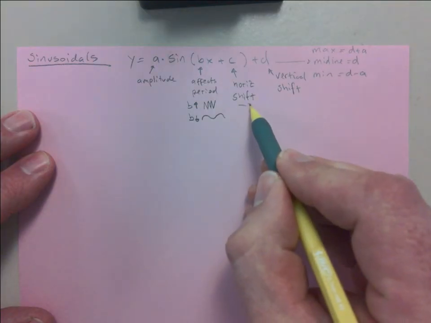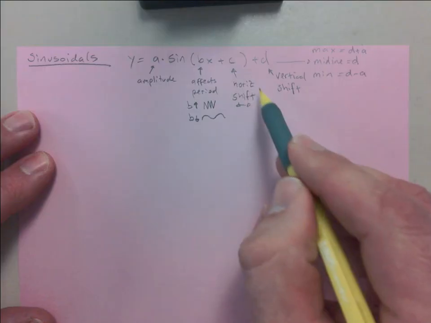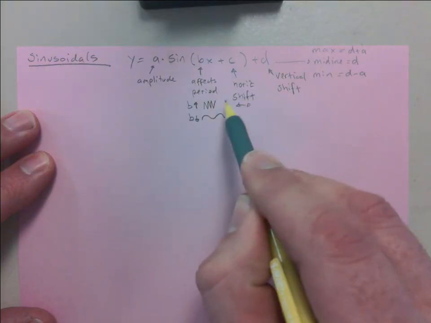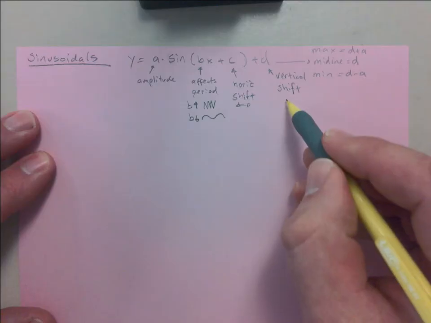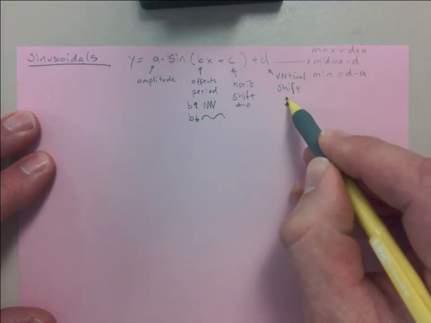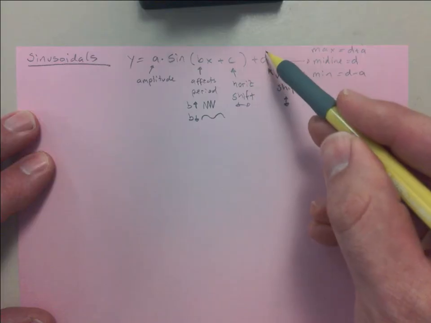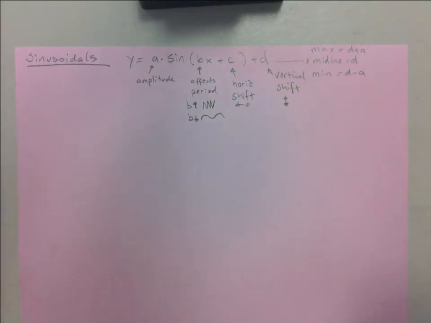I hope you know that a horizontal shift, right? If you change this, it would make the wave go either this way or that way. And if you were to increase or decrease that, you would cause the whole thing to go up or down.